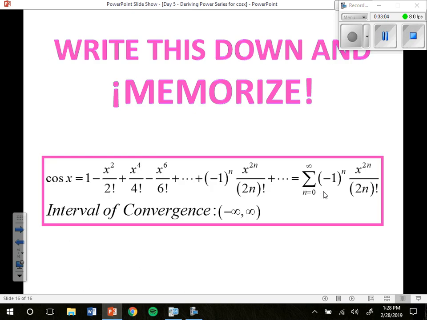I lied. On your pop quiz, you have one more thing you have to say, and that's that the interval of convergence is negative infinity to infinity. I put all real numbers and not negative. That's fine. All real numbers is fine. But the interval of convergence for the series is negative infinity to infinity. We can literally plug in whatever we want, and it should work. Oh, you already wrote this down. Just write the interval of convergence.